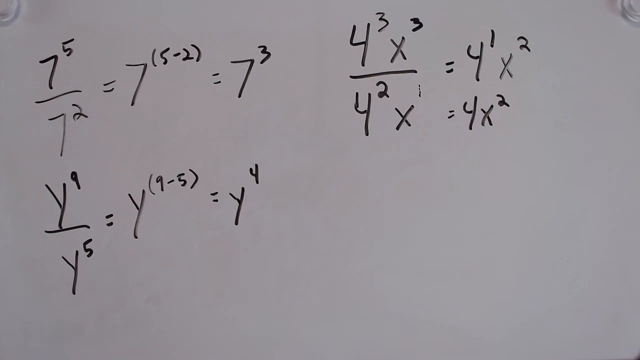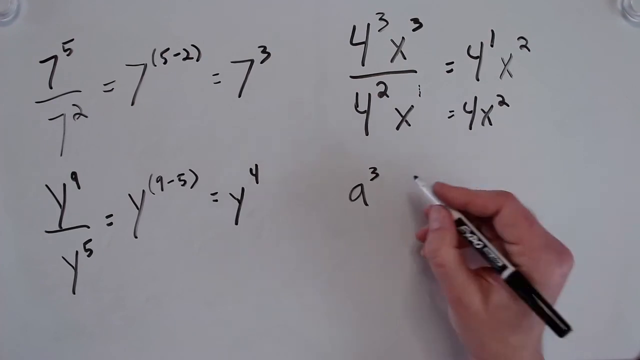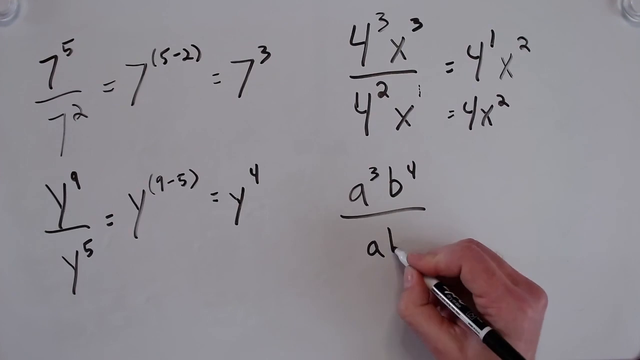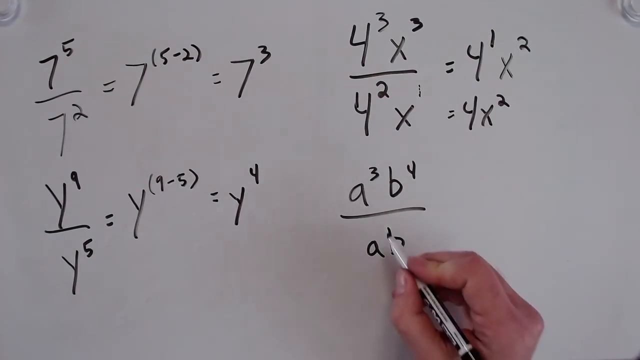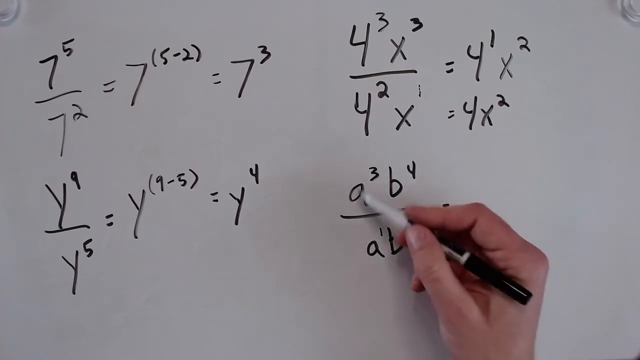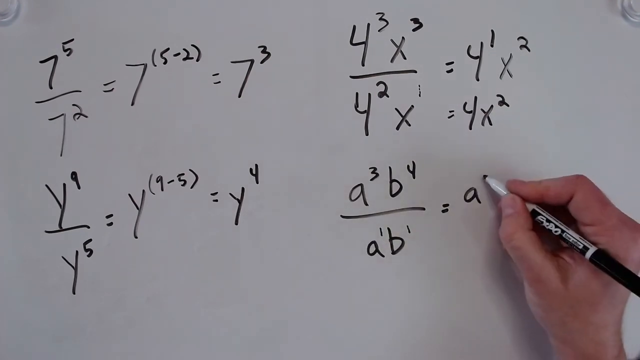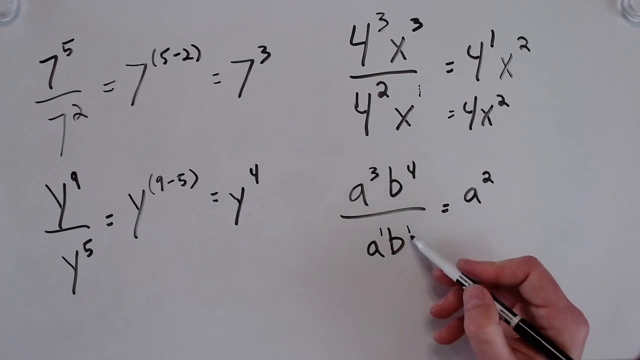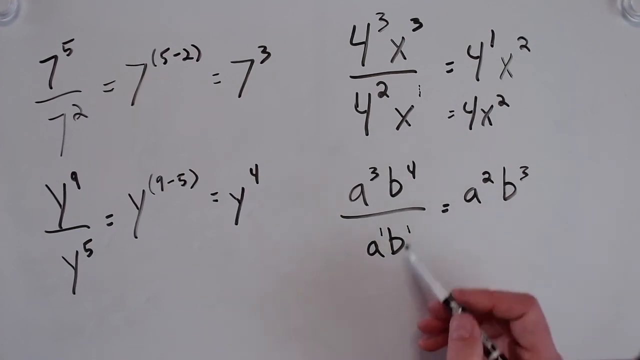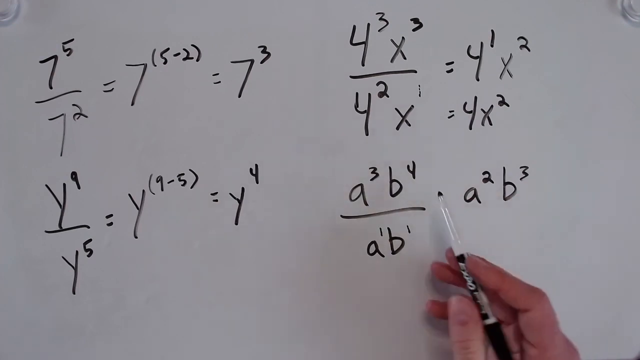Let's just do one more here. A cubed times b to the 4th over ab. And again, this a is really a to the 1. This is really b to the 1. So we're just going to look at the a first. 3 minus 1 is 2, just a squared. And 4 minus 1 is 3, so this is b cubed. And if you think about it, you had 4 b's on top and 1 on the bottom. One set of b's would cancel out and you'd be left with 3 b's.